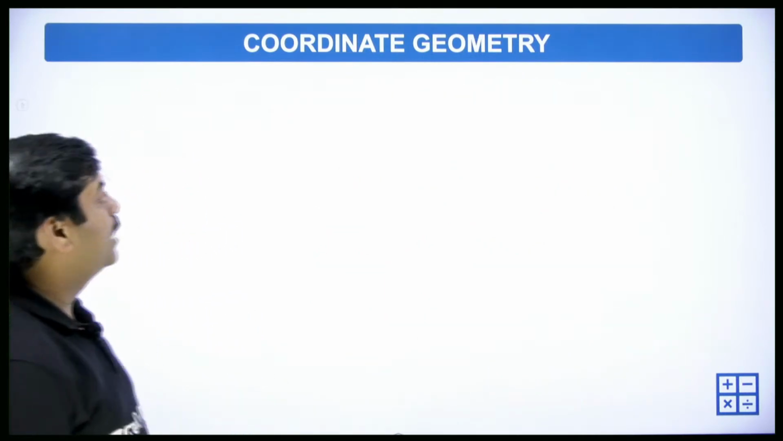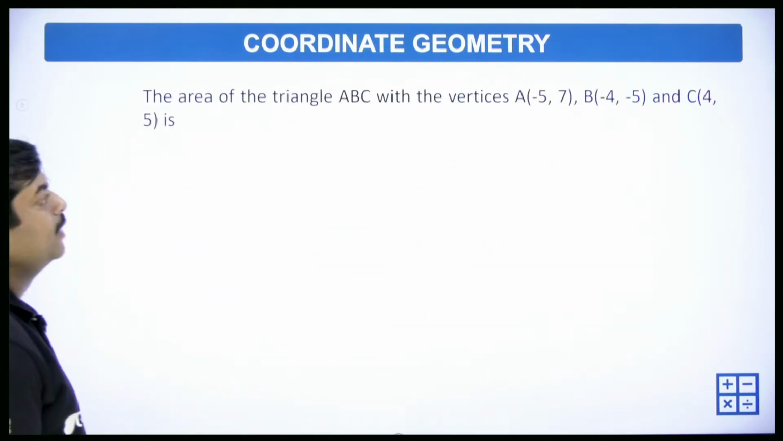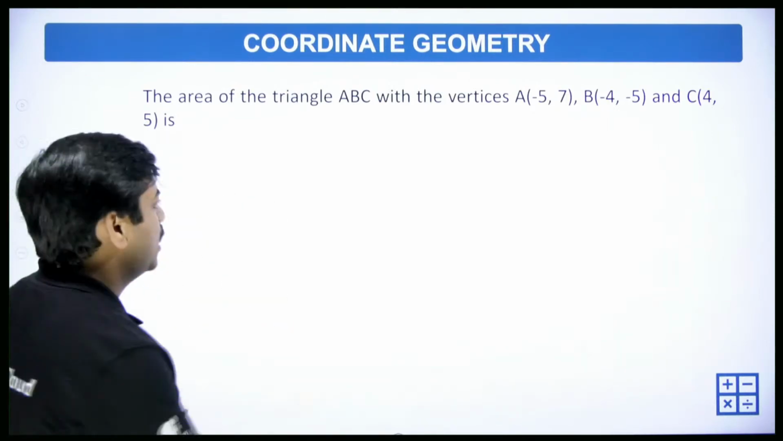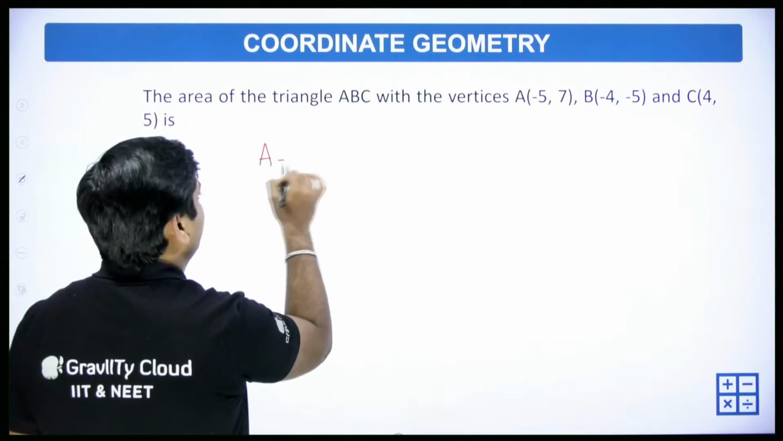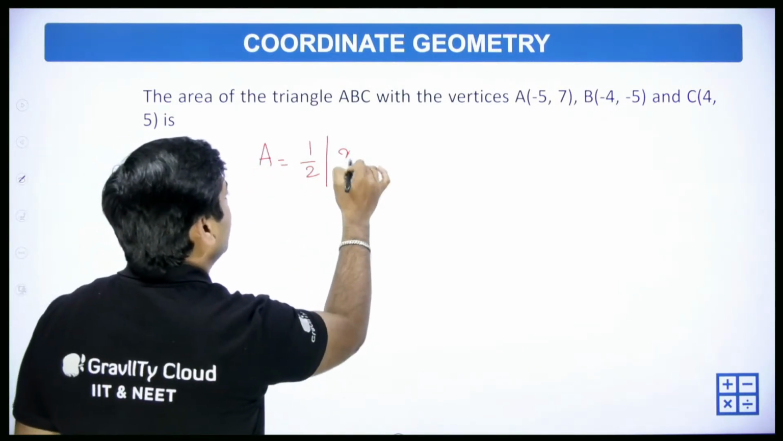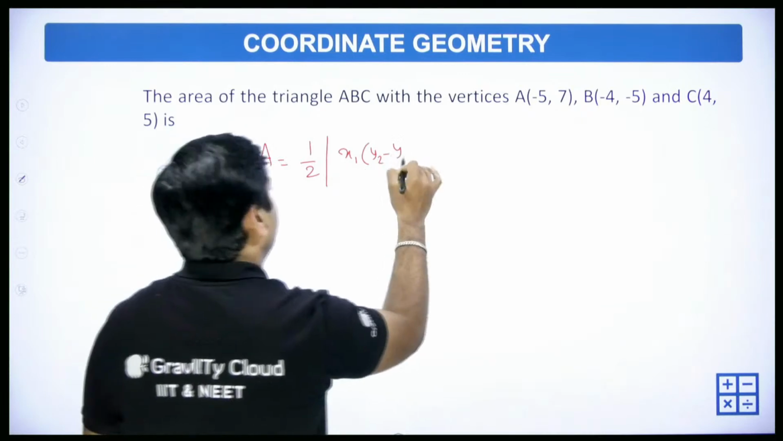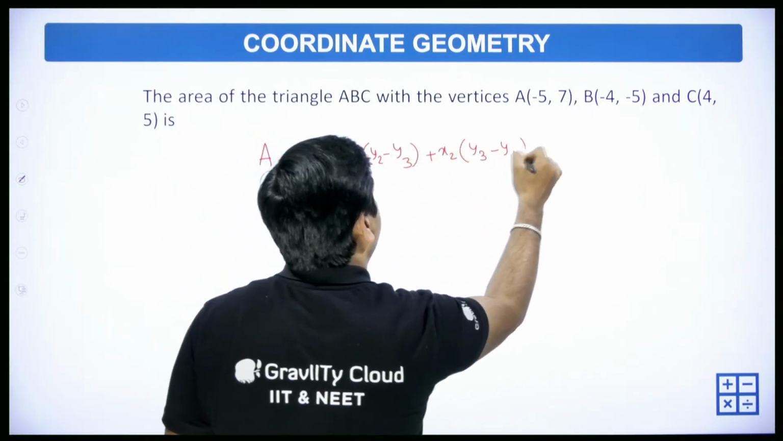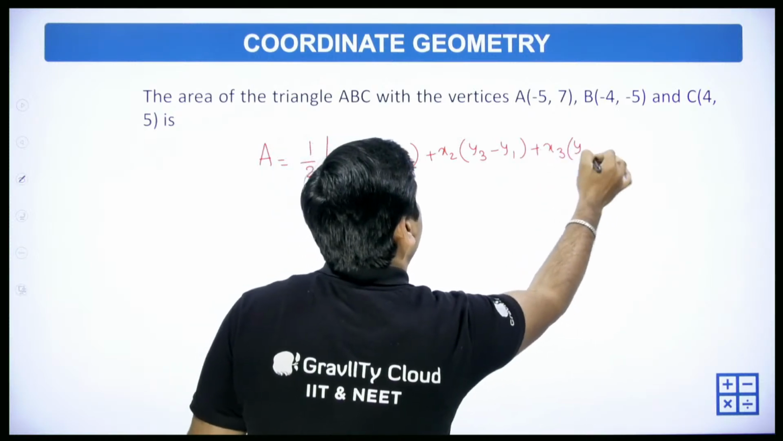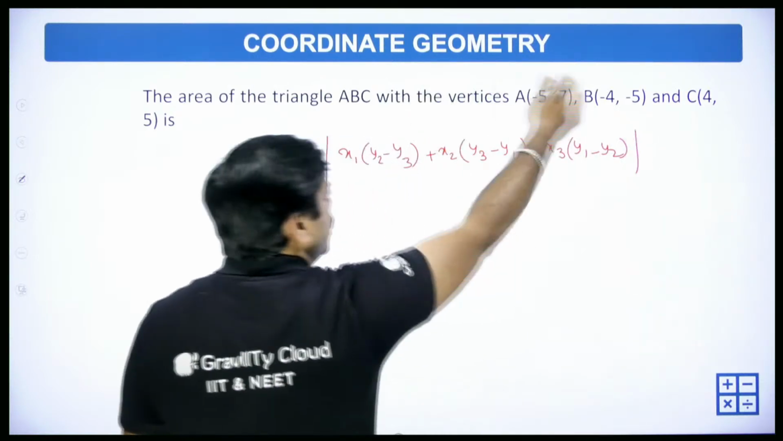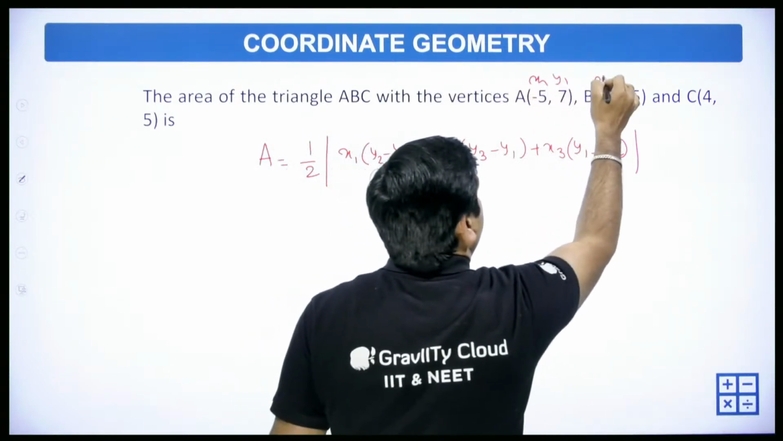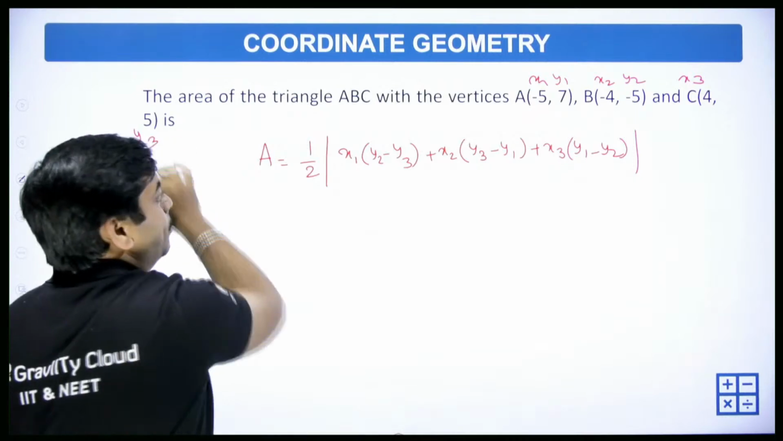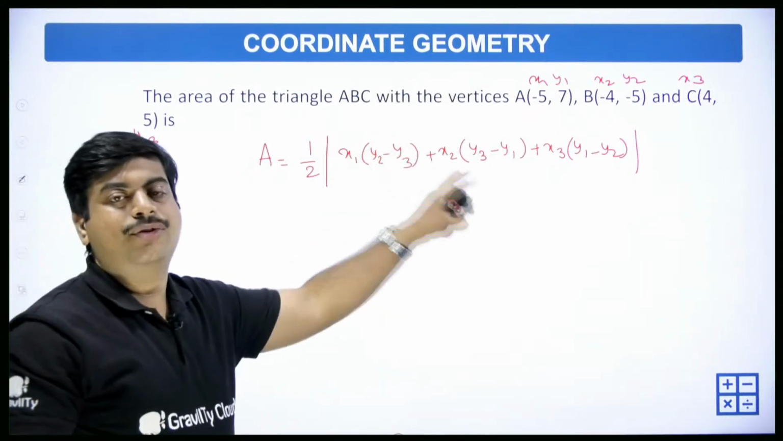So the next question we are having: the area of triangle ABC with the given vertices. You know the formula, right? Area is equal to half mod x1 into y2 minus y3 plus x2 into y3 minus y1 plus x3 into y1 minus y2. Using this relation, you have all the points x1, y1, x2, y2, and x3, y3. Please substitute here and try to bring the answer.